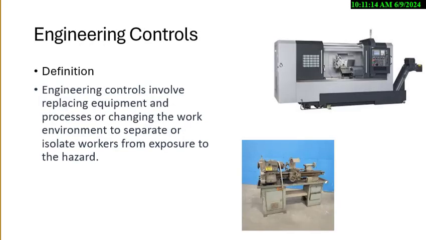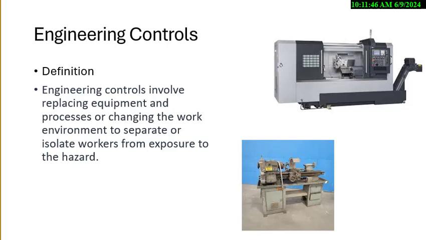Engineering controls are our third level. It involves replacing equipment and processes or changing the work environment to separate and isolate the worker from the exposure to the hazard. So if we have the lathe on the bottom, we have a rotating shaft on a lathe. It cuts the wood leg for a bed or a metal or plastic or whatever you're going to use, and it rotates, and we have a rotating part. And lathes have killed, to my knowledge, about 26 people since 2000. So about one a year somebody gets caught.